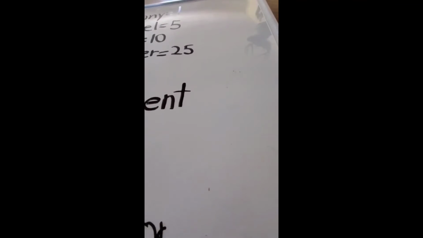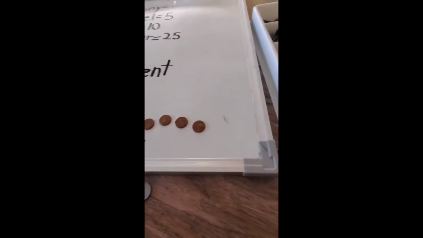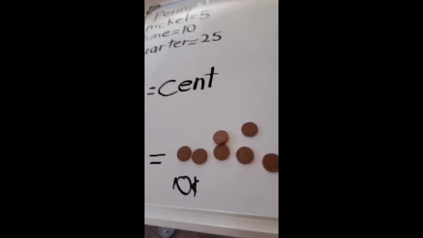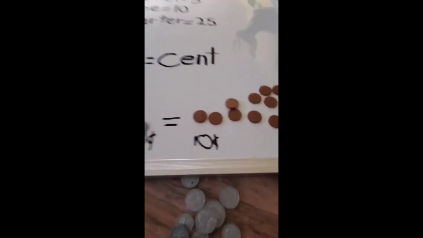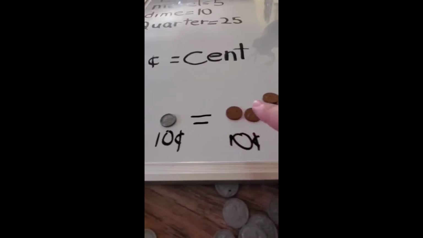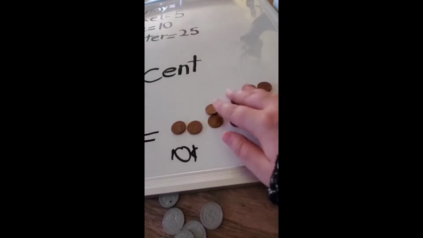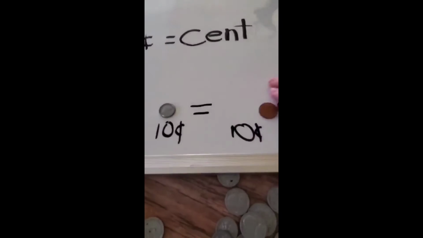Let's see. I'm going to get out 10 cents right here. I'm going to take this one away. And we're going to get 10 cents out. There's 5, 6, 7, 8, 9, 10. Look. So 1 dime is 10 cents. And look at all these pennies. These 10 pennies right here. They're 10 cents as well. Isn't that cool? That is so cool. I love doing money and math with you guys.